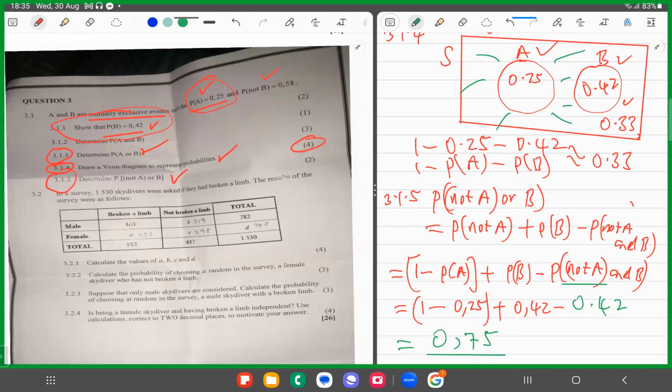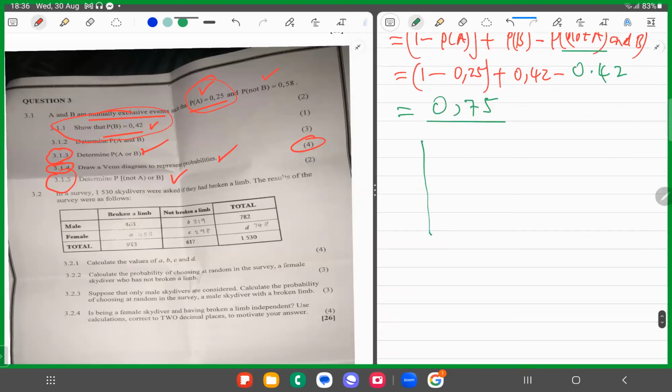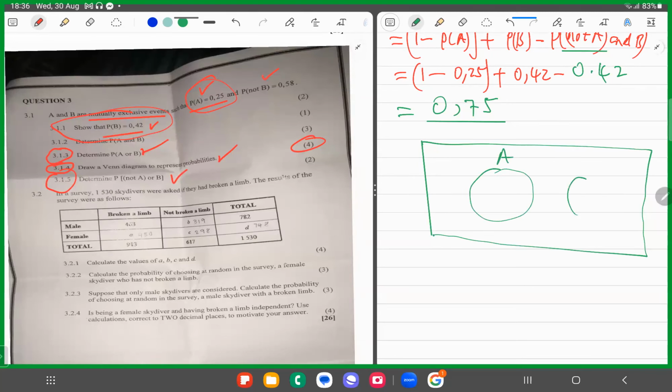There are a couple of ways to do this. It can be done directly with ease from the Venn diagram. If you look at the Venn diagram like this, put here the probability of A, put here the probability of B. Okay, we are in business now.